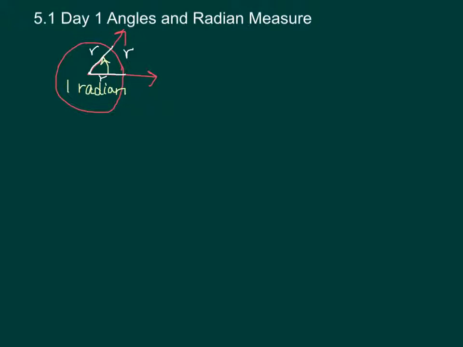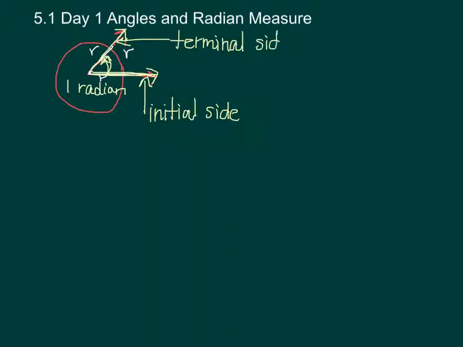Now, when we're doing trig and you're learning about angles, this side here is called the initial side because that's where we start. And as you go around to your angle, this side is called the terminal side. And when you hear the word terminal or terminate, that's where it ends. So we have an initial side and a terminal side that actually makes the angle.